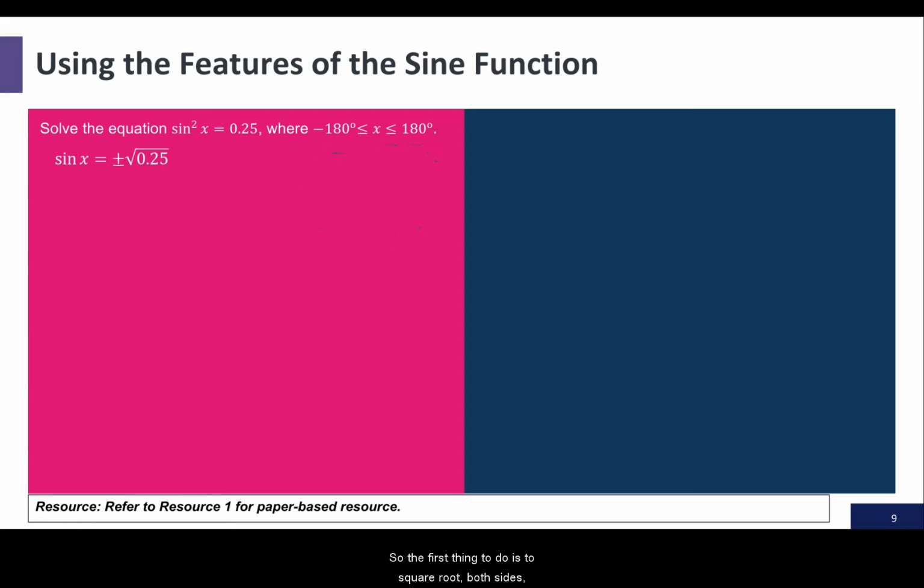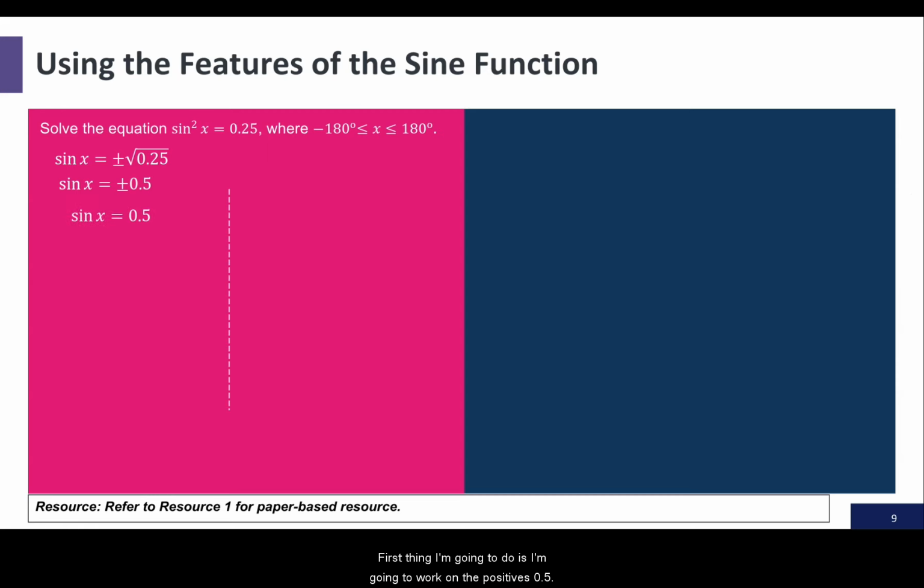So the first thing to do is to square root both sides, which leaves you with sine x is equal to the square root of 0.25. And because we're square rooting, we need to take both the positive and negative root. The square root of 0.25 is 0.5. So I'm looking for the values of x, values of sine x, which equals either plus 0.5 or minus 0.5.